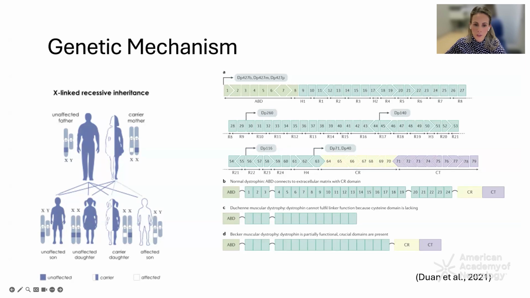Becker muscular dystrophy, on the other hand, occurs when in-frame deletions still preserve the reading frame. Transcription and translation can still occur, but the protein product is shorter than normal. And duplications of one or more exons, large duplications, occur in about 5 to 10% of patients, and then point mutations occur in about 20 to 30%.